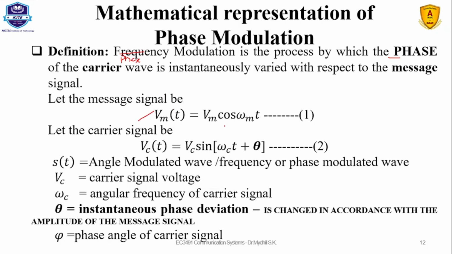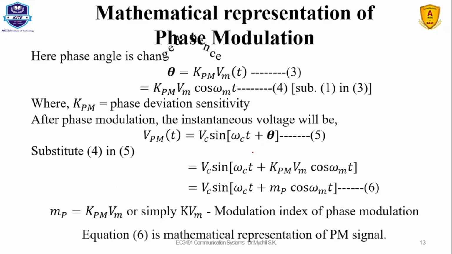Considering the message signal as Vm cos omega mt and Vc of t as such, this is the actual phase change that is happening, the instantaneous phase deviation. That's why it is given as Vc sine of omega Ct plus theta. Now coming to the representation part, the phase change is represented in terms of theta, that is nothing but, instead of the FM factor, I am taking it as Kpm into Vm of t. Here Vm of t we know from equation number 1, so substitute that from 1.